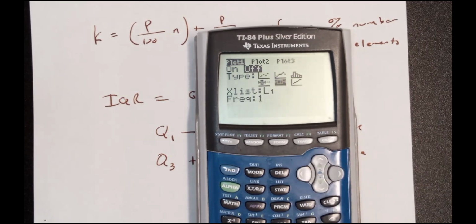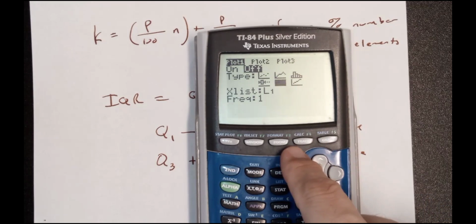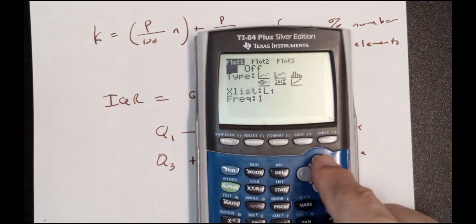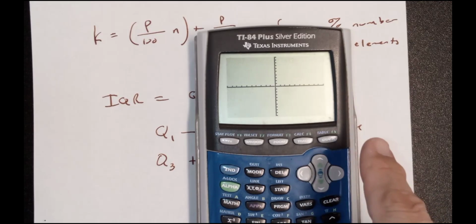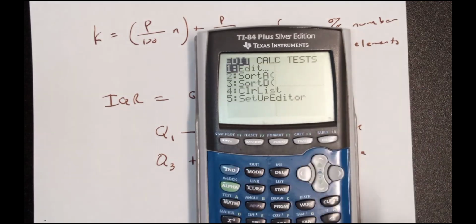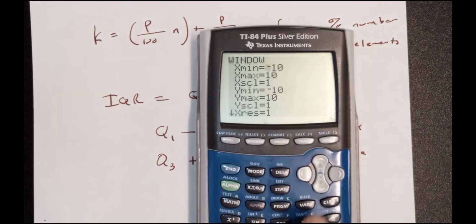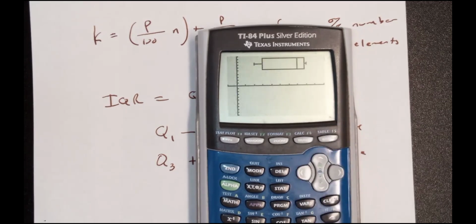And then it asks, where's your data? Well, my data is in list 1. If your data is somewhere else, tell it which list it's in. And then you can create marks. Now I have this still turned off, so let's turn it on. Why don't I see anything on this picture? Because my data is fairly big and my window isn't. I have to go up to much larger numbers to see my box plot.